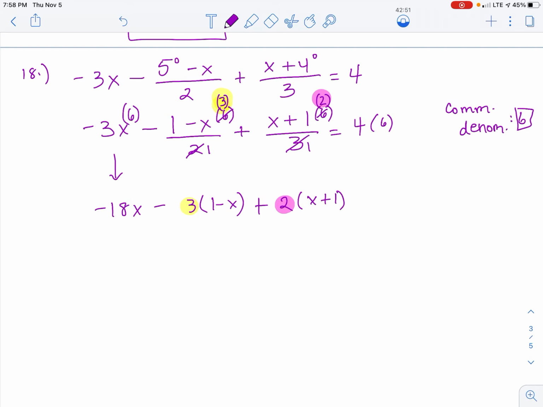Okay, so you can kind of see where I'm getting all this from. Equals 4 times 6, which is 24. So it kind of simplifies it out really nicely already. So let's do some distributing.